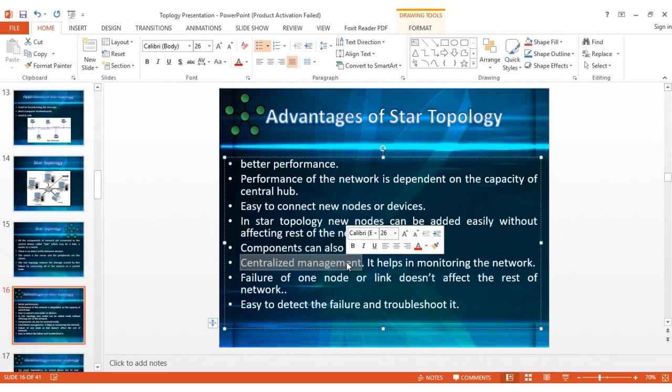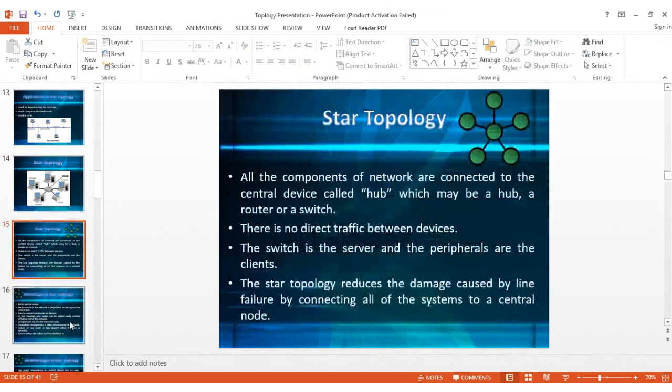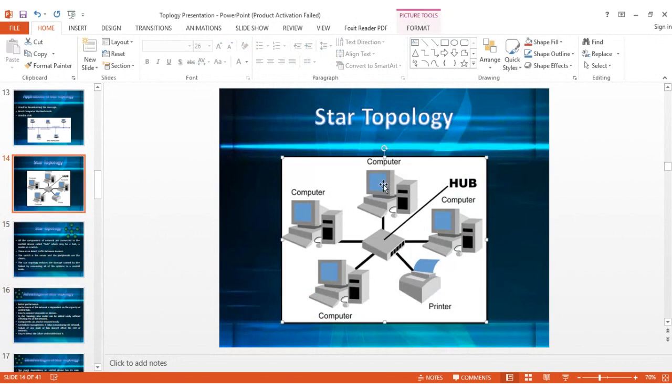And the last benefit of this topology is that it is easy to detect a failure and troubleshoot it. If this computer is off, or the network of this computer is off, it cannot affect all the other computers, so we can diagnose the problem in this computer very easily. Another benefit: the failure of one of the nodes does not affect the rest of the network. If this node fails, it cannot affect the rest. But if the central device fails, it will affect the entire network.